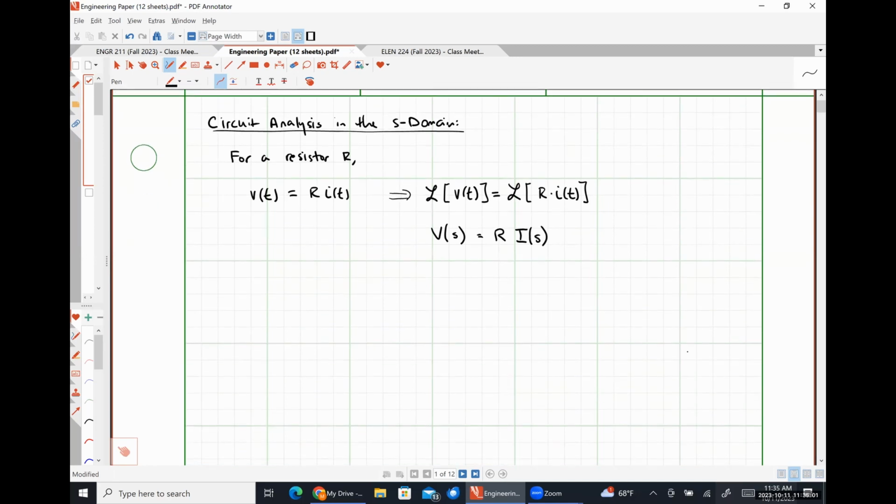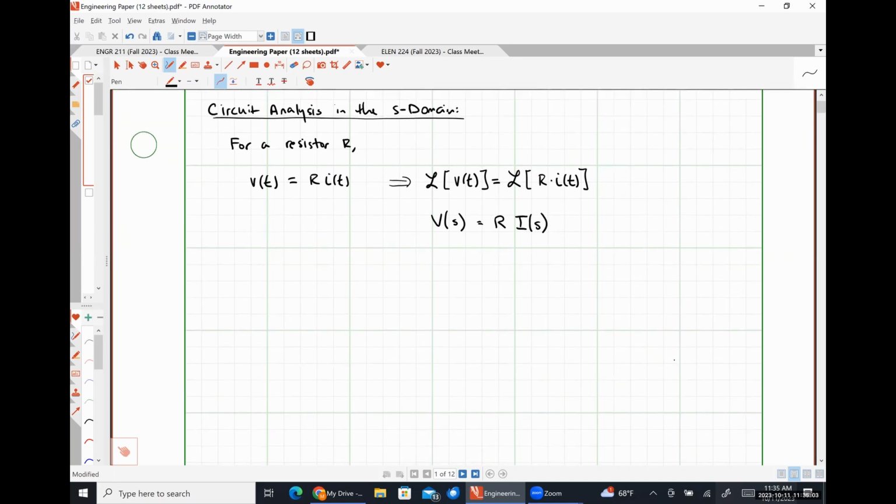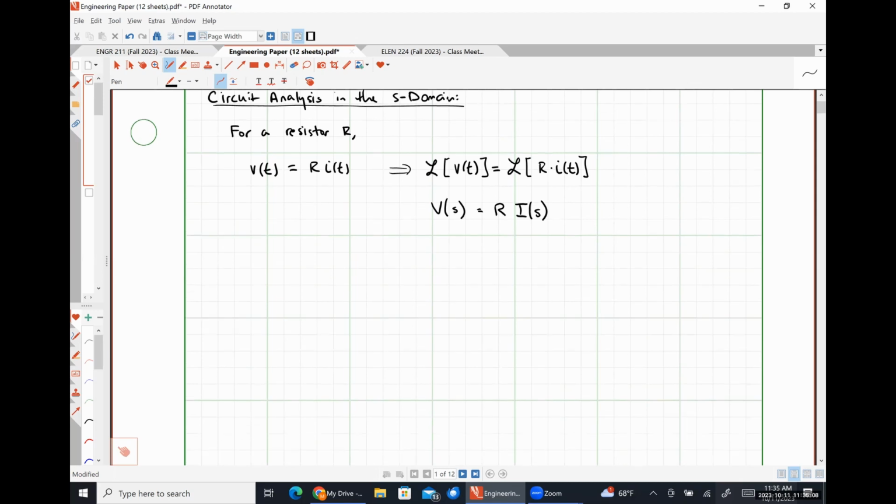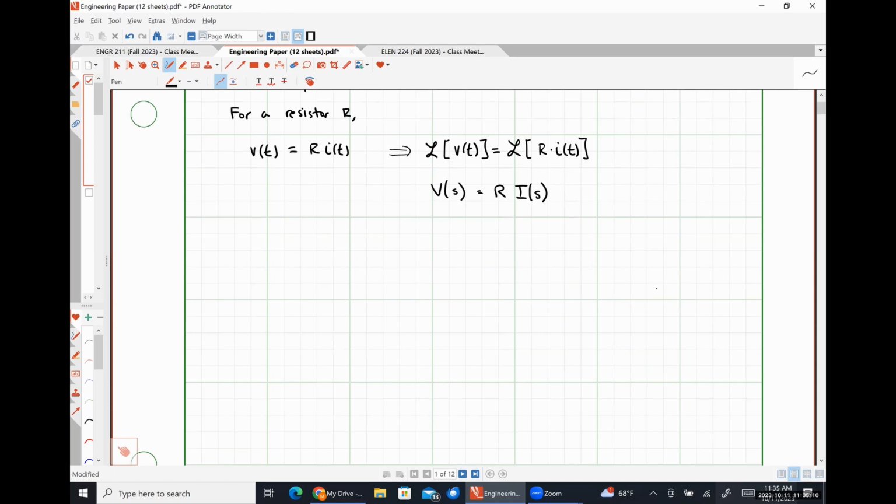Now, let's say, actually, let me do a very simple and dumb demonstration here. So in the time domain, just because I'm going to put pictures up for the other things as well, we have V of t is equal to R times I of t. This is R. Let's say that our voltage V of t is like so, and our current I of t is like so.